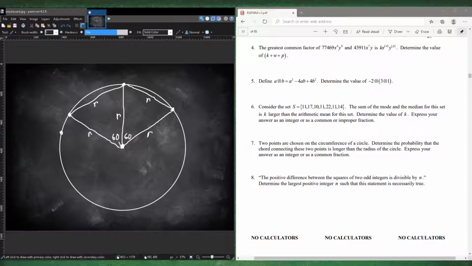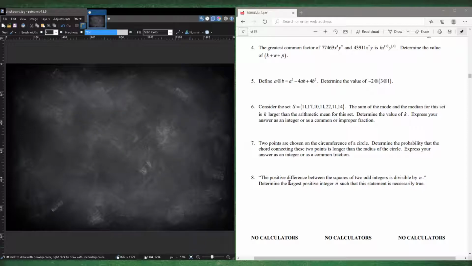But let's say we choose a point outside. We could definitely see that the length of our chord is bigger than our radius. So we need to find the circumference of the boundary outside divided by the entire thing. So this is 60 plus 60, that's 120. So inside is 120. That means outside is 360 minus 120, which is 240, over the entire thing, which is 360, which simplifies to 2/3. And that is your answer for number 7. Okay, so you just need to draw a picture.